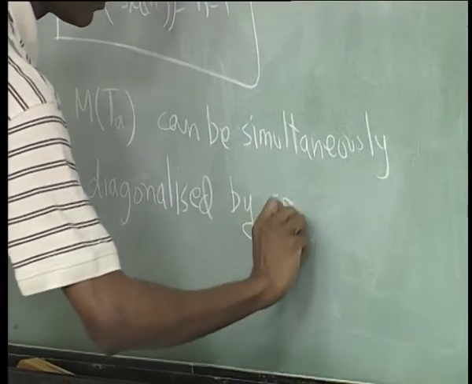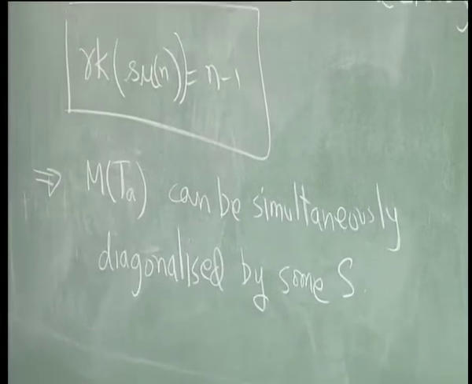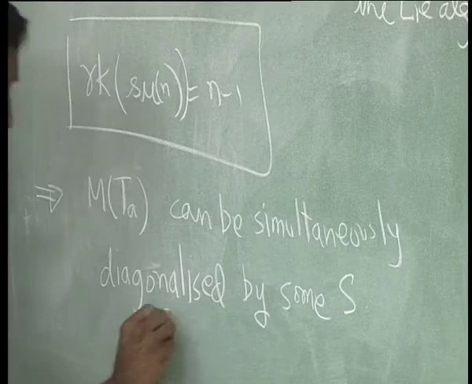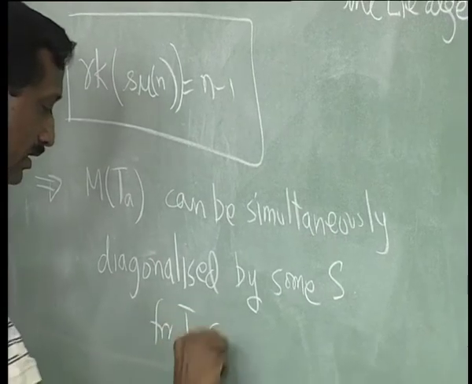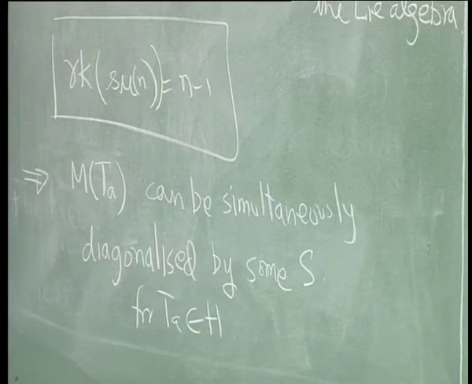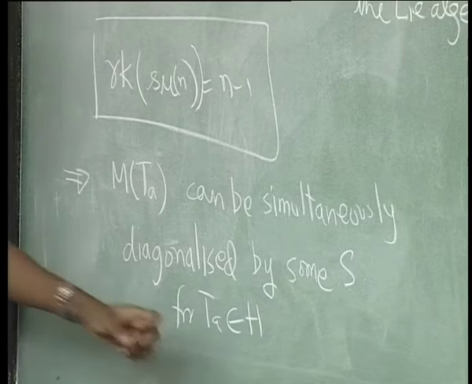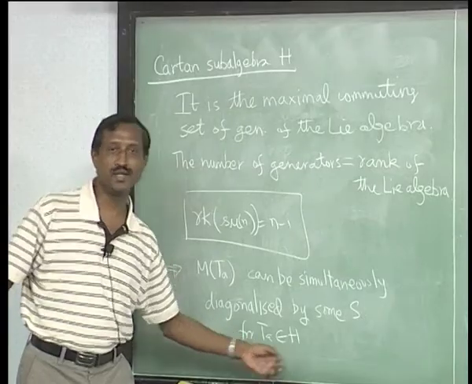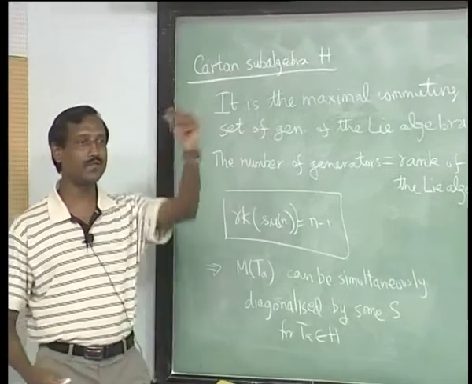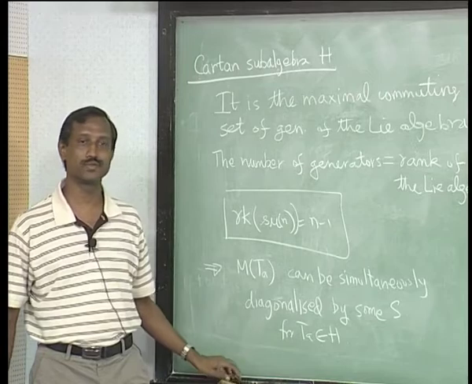By some S. We already saw that if we make a similarity transformation, it is the same representation. So, I can always adjust it such that for all T_a belonging to the Cartan subalgebra, only those I can. Okay. So, these become diagonal, but another way of saying it is that we can label every basis vector of the vector space by the eigenvalues.